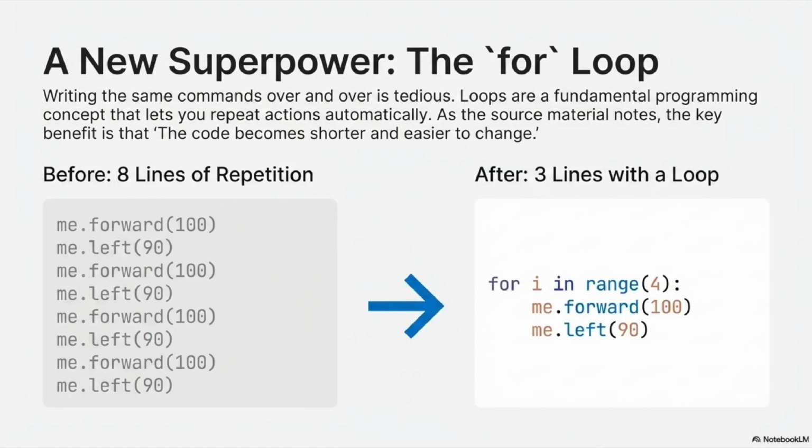But repeating the same lines again and again is boring. Programmers avoid repetition by using loops. A for loop lets the computer repeat some commands automatically. Instead of writing 8 lines to draw our square, we can write for i in range(4): me.forward(100), me.left(90). This tells the turtle, repeat the 2 commands 4 times. The result is the same square, but the code is much shorter and easier to change.